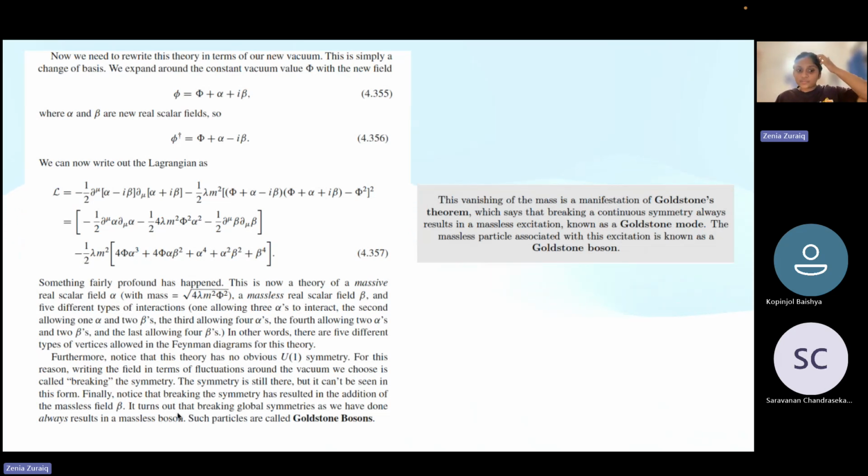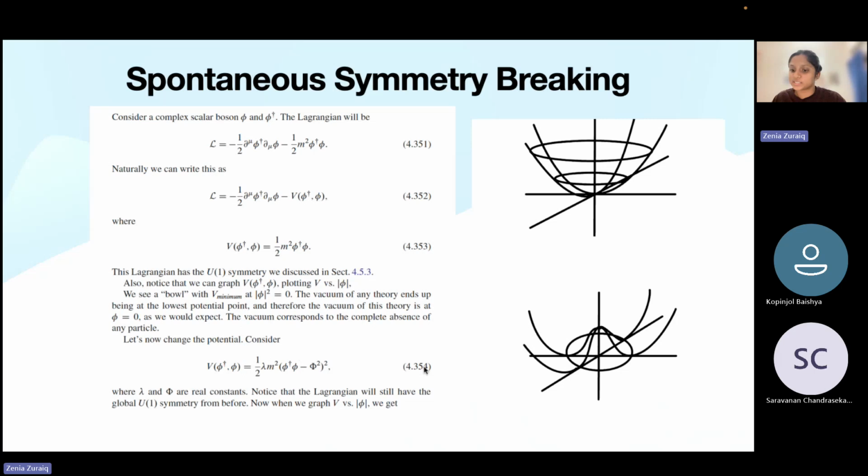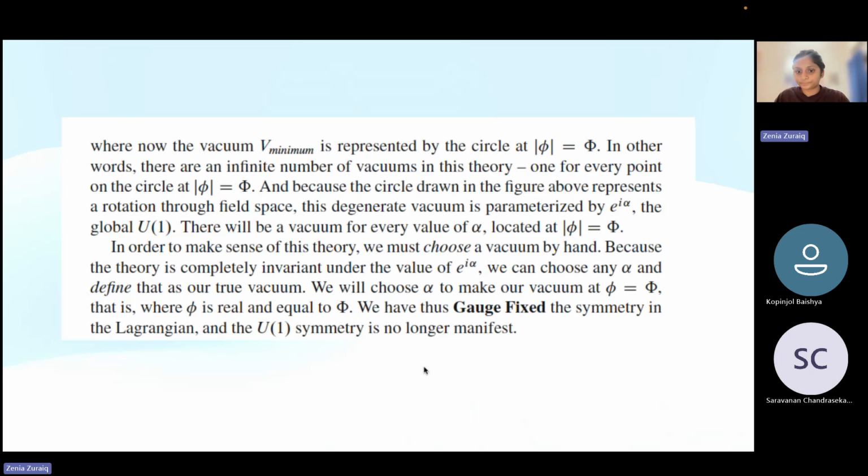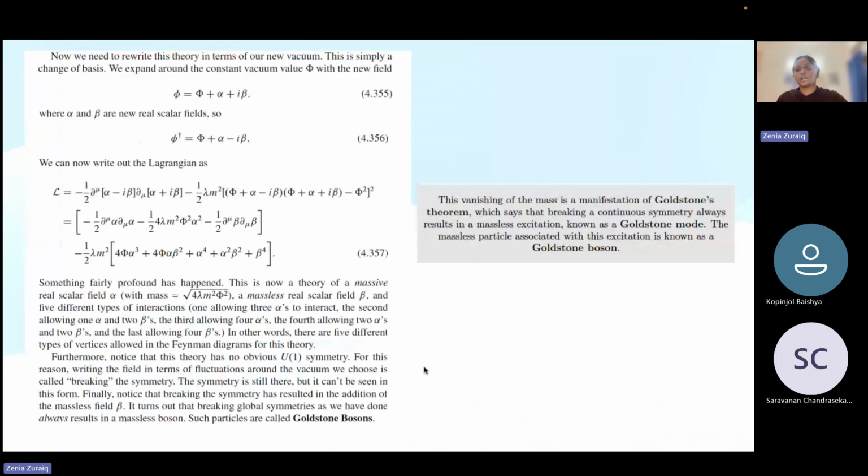And what happens is when we break global symmetries as we have done, it always results in a massless boson. And these particles are called Goldstone bosons. So this is the Goldstone boson, and this is the simplest example where I had a global symmetry. By global symmetry, I mean that it's just e^(iα), where α is a constant. It applies to all the points equally. And when I broke that symmetry, I automatically got a massless boson, as Goldstone's theorem predicts.